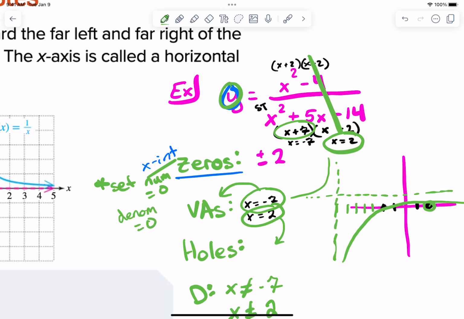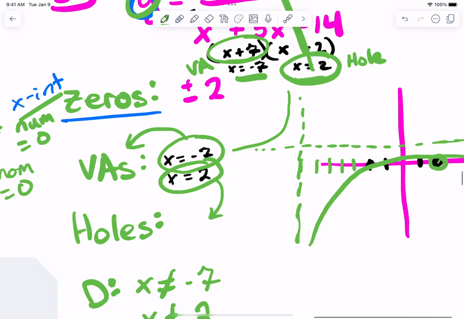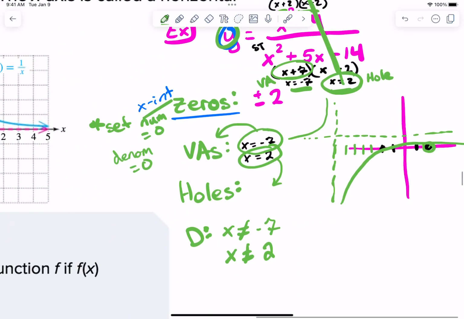Okay? But sometimes a VA will actually be a hole. When is it a hole instead? When they cancel out. So like this top factor is the difference of squares, x plus 2, x minus 2. The bottom was x plus 7, x minus 2, and the x minus 2 is canceled. So that means 2 is actually a hole, and the x plus 7, or negative 7, was a VA, right? That's a lot going on there, right?